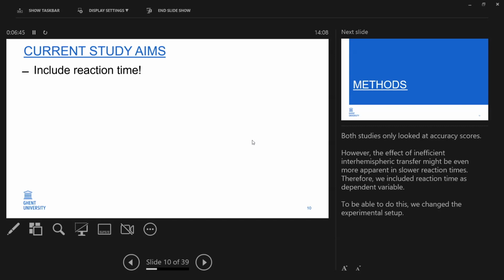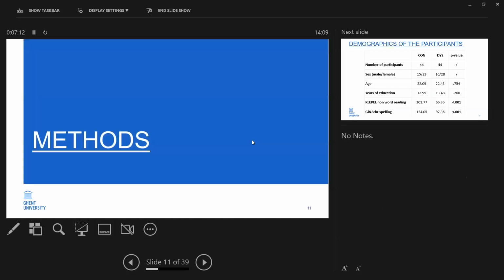That's because they used a task where they asked the participants to type the word they saw that was presented to the visual fields. And of course, you cannot measure reaction times then. So I thought it's probably more apparent in reaction times, these effects of the visual field advantage and also the redundant bilateral advantage, because we're talking about relay times between the two hemispheres. So it might be more sensitive and more apparent. So let's include reaction time, and that's what I did.